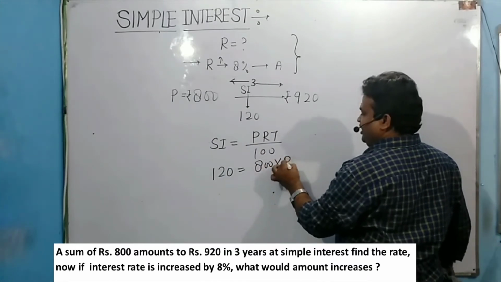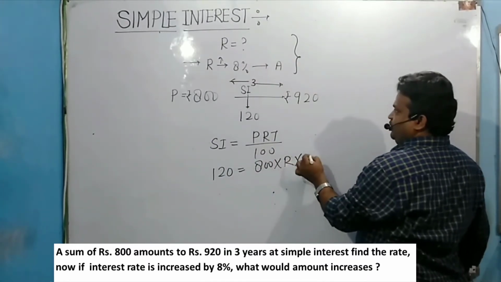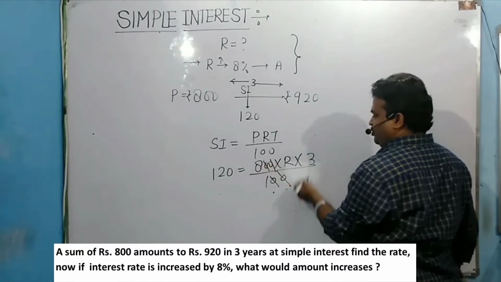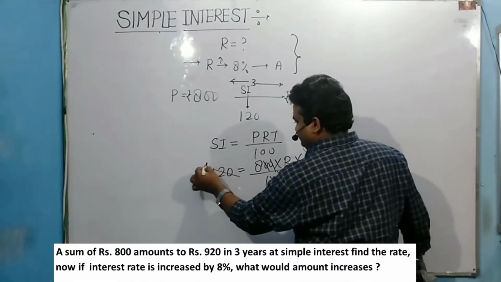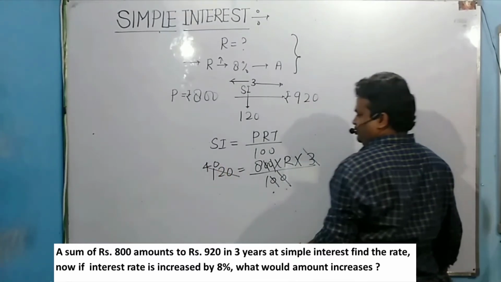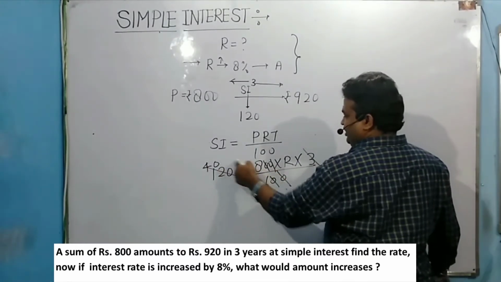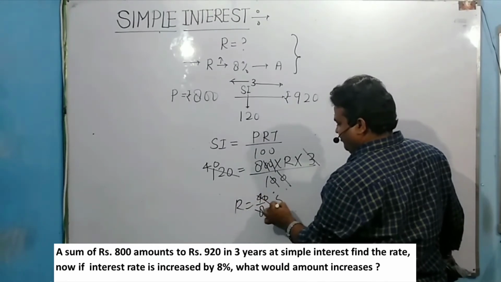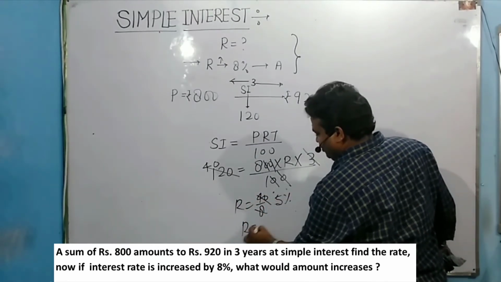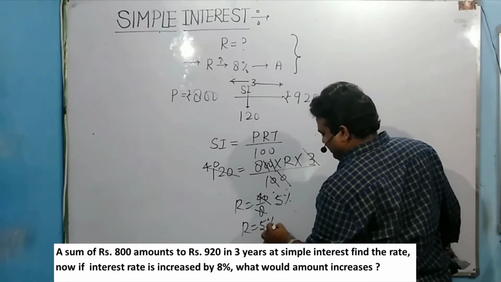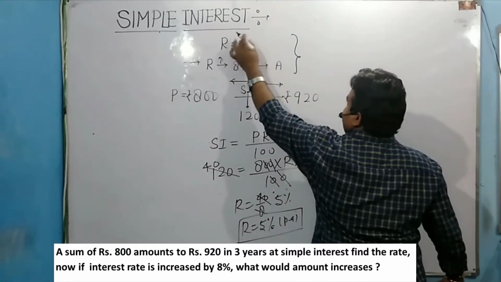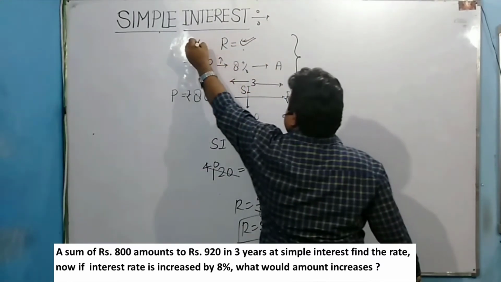You need to calculate this R. Time is 3 years, given to you, divided by 100. So this 2 is gone. 3 4s are 12, 0. Now you have 40 and 8. So R value is 40 by 8. So you will have 5%. So my R value is 5% per annum. So this is my interest rate. The first thing is solved. First question solved. Okay, this is my first part.